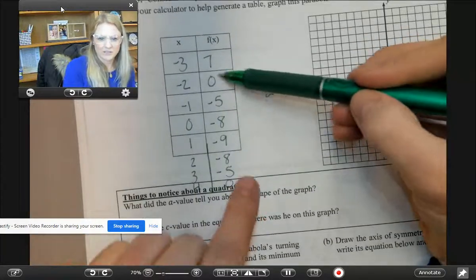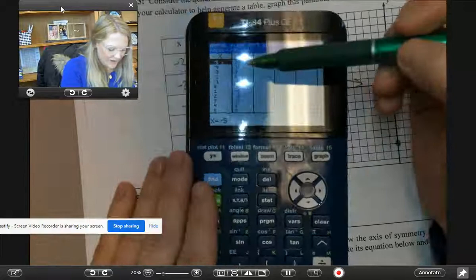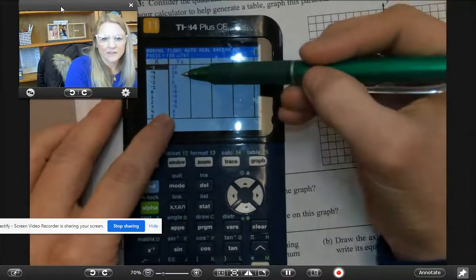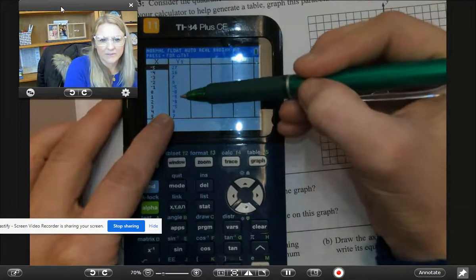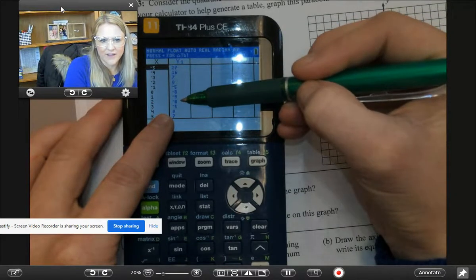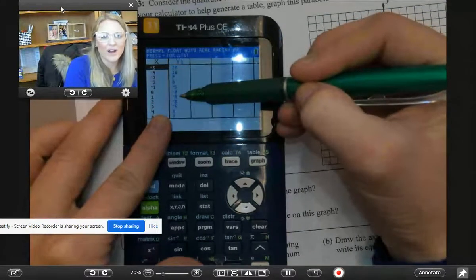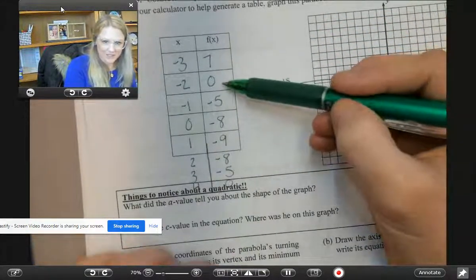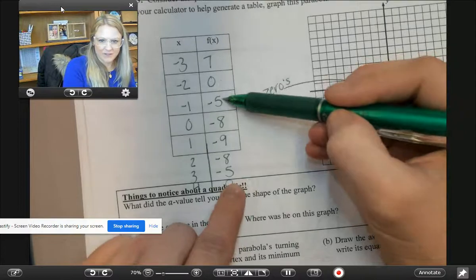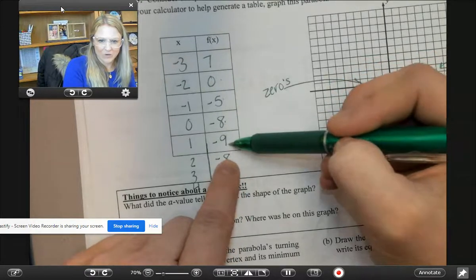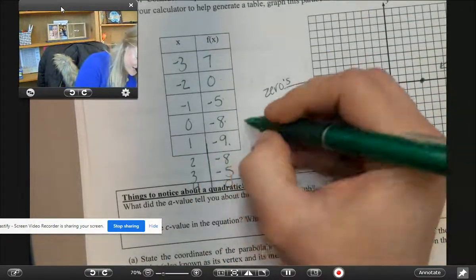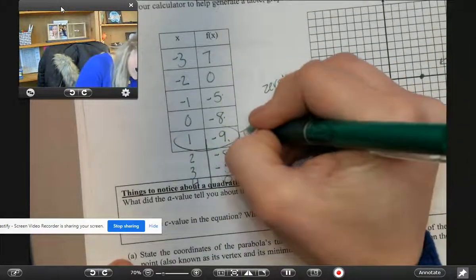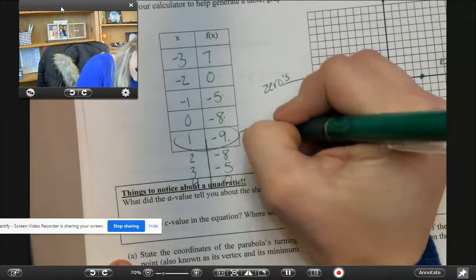So what do you notice? Right? On my graph, when you look at it, you see 7, 7, 0, 0, -5, -5, -8, -8. And then this number all by itself in the middle, and that's your turning point. Okay? So you see the symmetry? So this guy right here, who's all by himself in the middle of that symmetry, is your turning point, which is also known as a vertex.